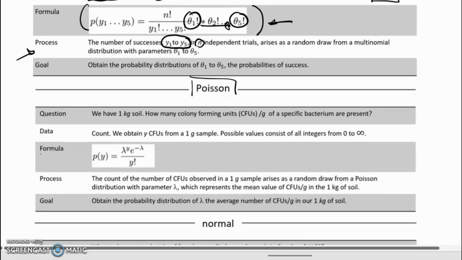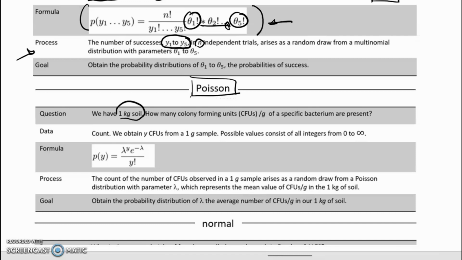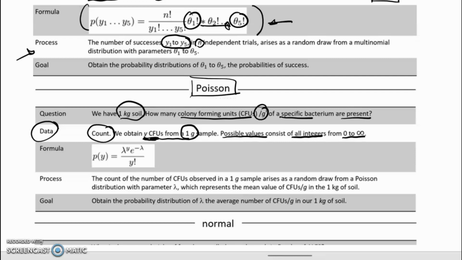The Poisson distribution. The Poisson distribution example would be, we've got a kilogram of soil, and what we're wondering is how many colony-forming units per gram of some particular bacteria are present in that soil. So, what are the data? Well, we're going to have counts, Y, of colony-forming units from a 1 gram sample. So we're going to take a 1 gram sample and get those counts. So we're dealing with counts, and the data are going to include all possible integer values going from 0 to infinity. So what's the process that gave rise to those data?